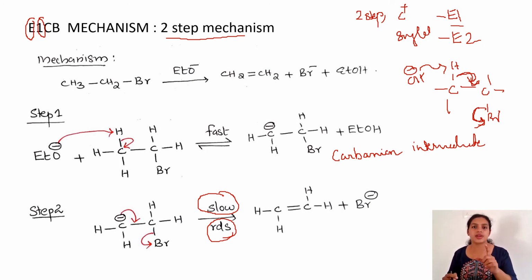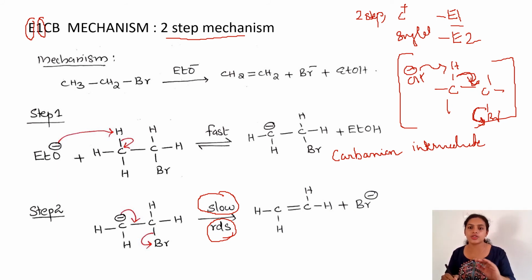In the case of E2, in the transition state, there is a presence of both the base and the substrate. Substrate and base are both there in the transition state in the case of E2.